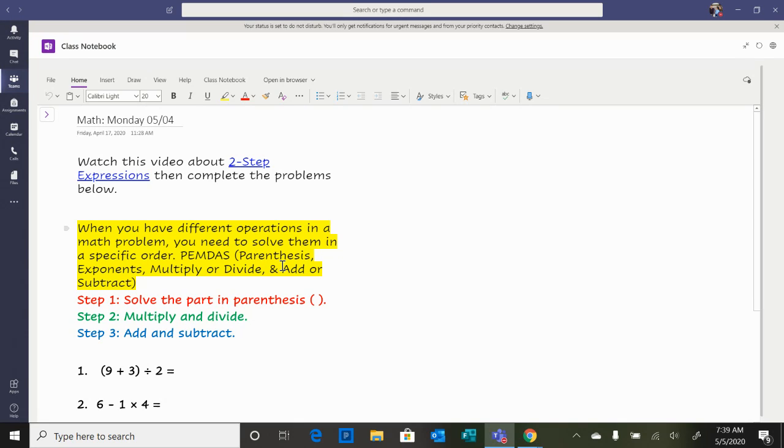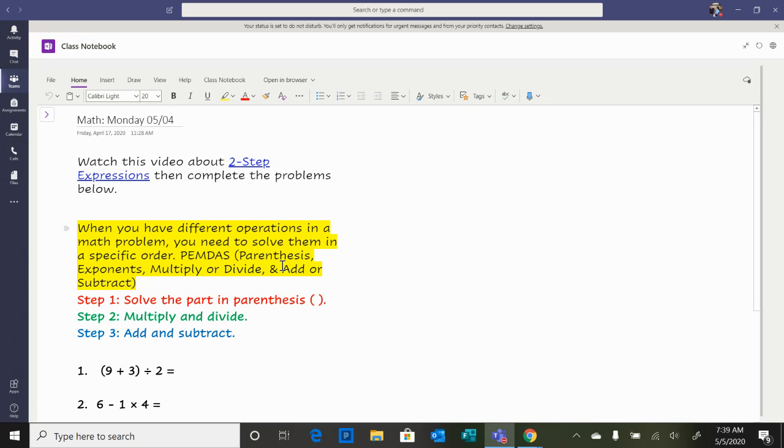So let's look. When you have different operations in a math problem, parentheses, exponents, multiplication, division, addition, or subtraction symbols, you need to solve them in a specific order. PEMDAS. Please excuse my dear Aunt Sally. We talked about this yesterday on our class meeting. Parentheses, exponents, multiply or divide, and add or subtract.